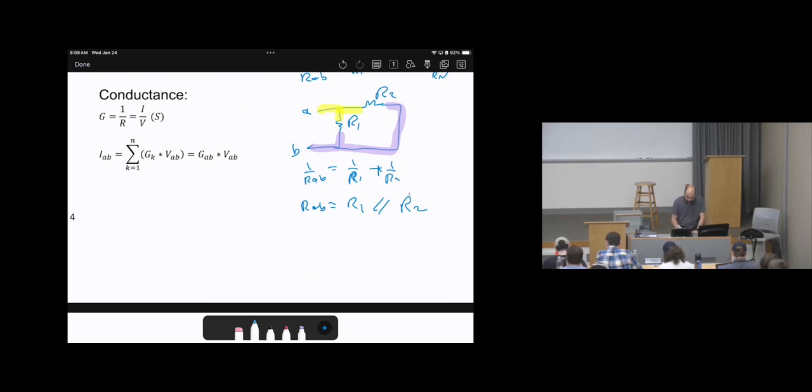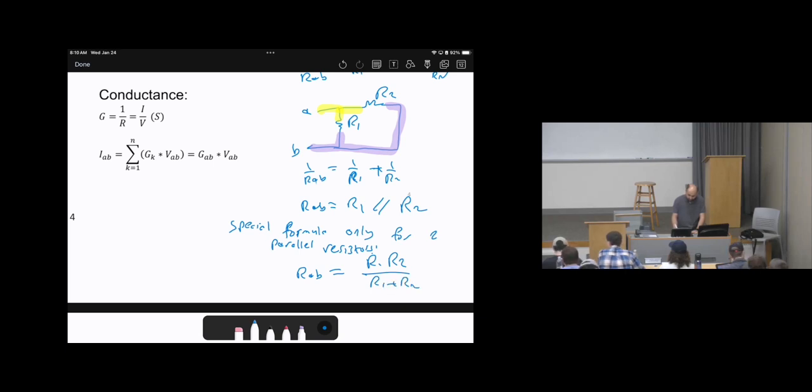And there is a special rule, a special formula, only for 2 parallel resistors, which is RAB equals their multiplication over their sum, R1 R2 over R1 plus R2. This is valid if and only if we have 2 parallel resistors. Otherwise, it will not be valid. Only 2 parallel resistors.